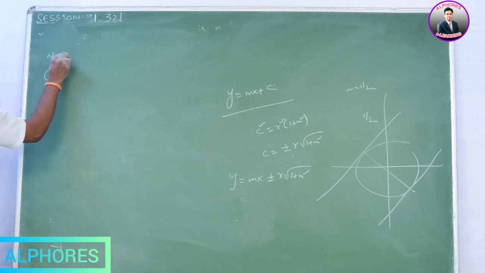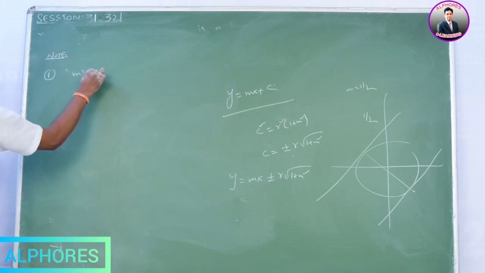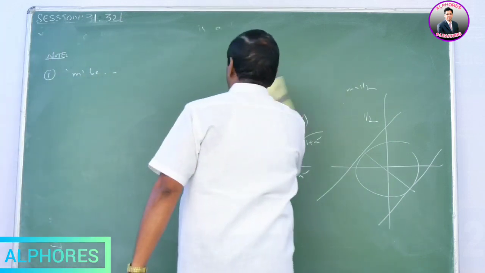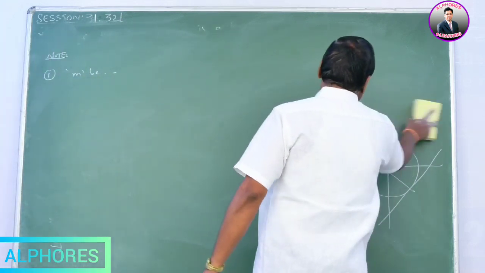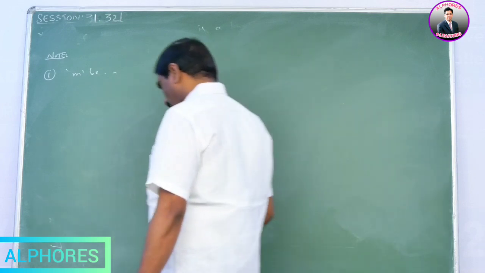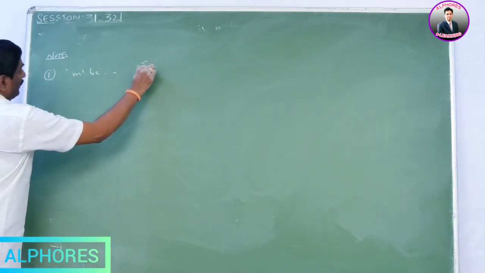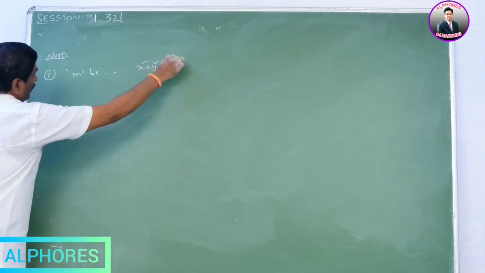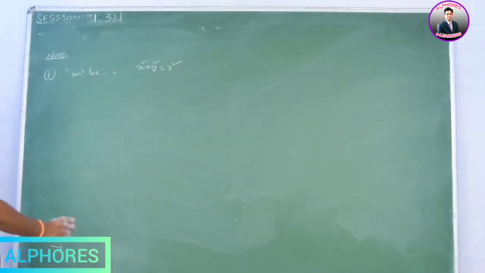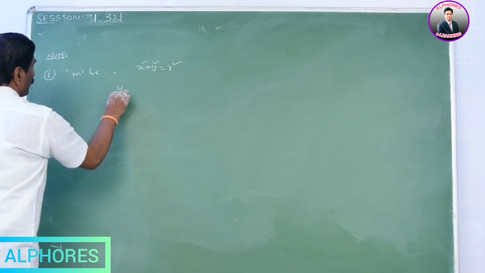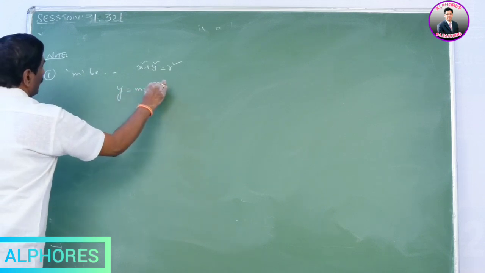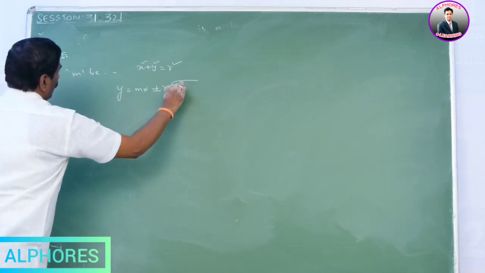Let m be the slope of the tangent to the circle x square plus y square is equal to r square. Then the equation of the tangent to the circle is y is equal to mx plus or minus r into root over 1 plus m square.